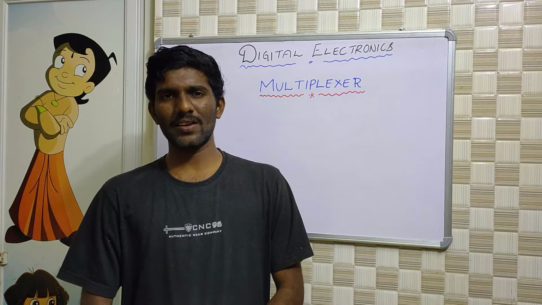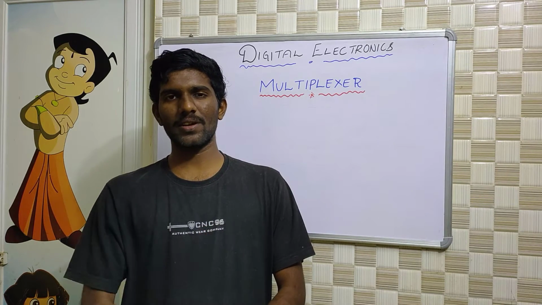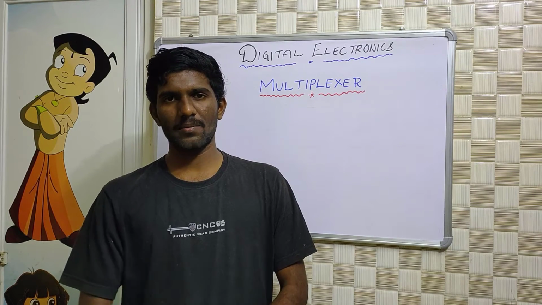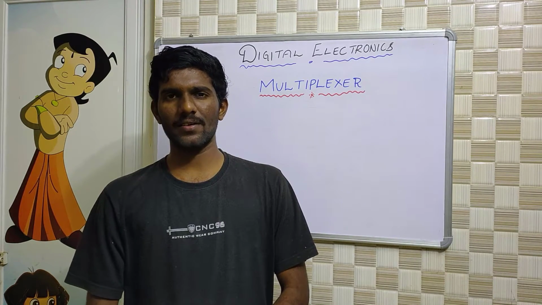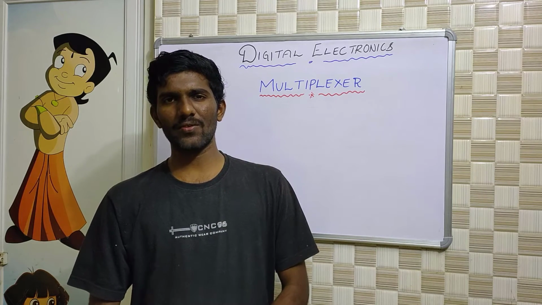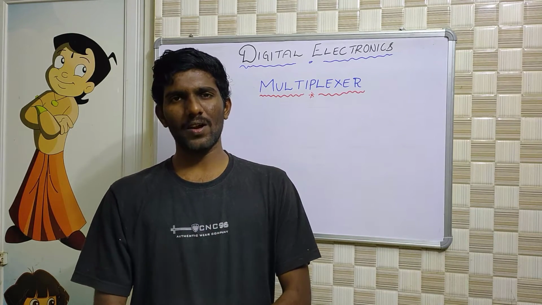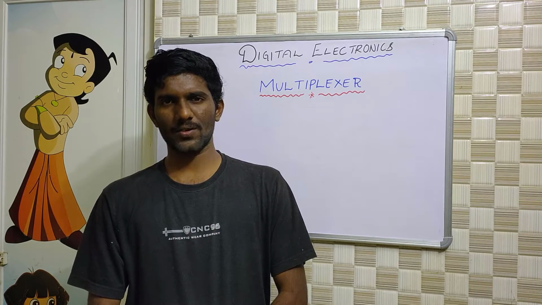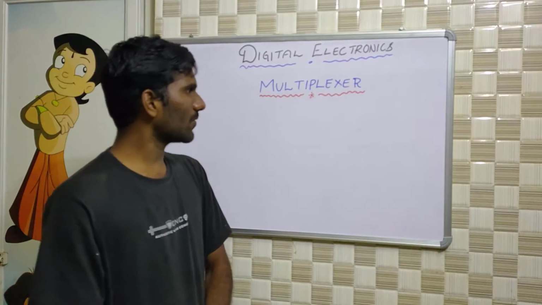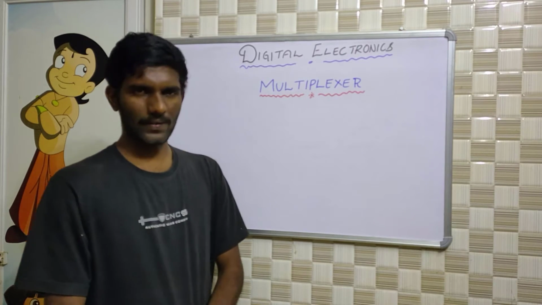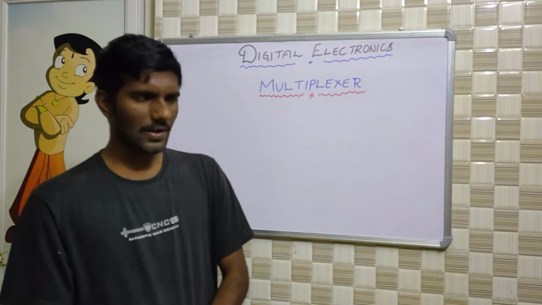So far we have seen in combinational circuits all arithmetic circuits like adders, subtractors, binary adder, meaning full adder. All those are arithmetic circuits. Today in this session we are going to see some other combinational circuits, non-arithmetic combinational circuits. In non-arithmetic circuits, the number one we are going to see today is the multiplexer, also called MUX.